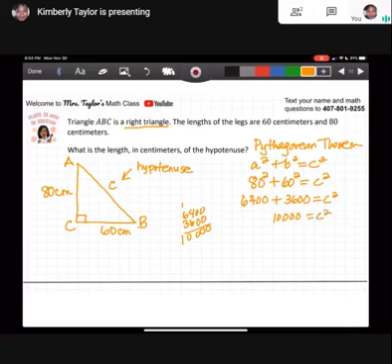Now this, you got to take the square root of both sides. And so c is equal to 100, in this case, centimeters. Awesome. Okay, next question.